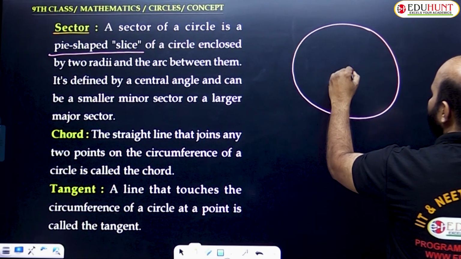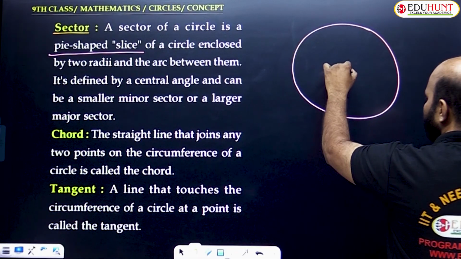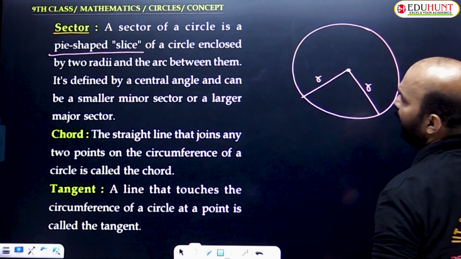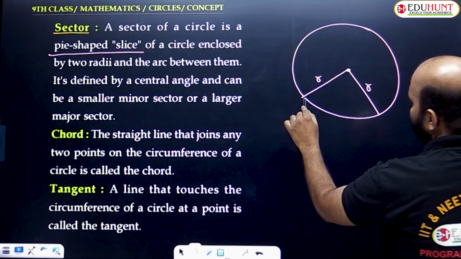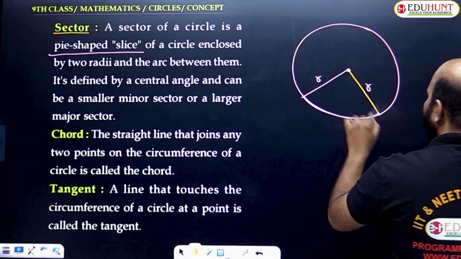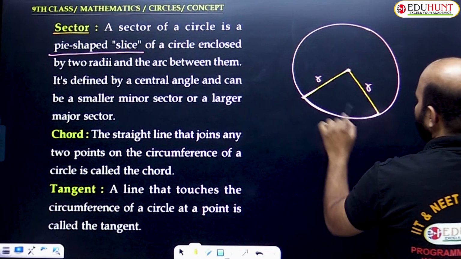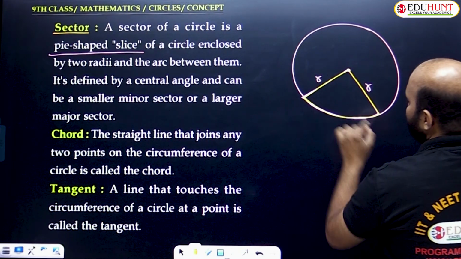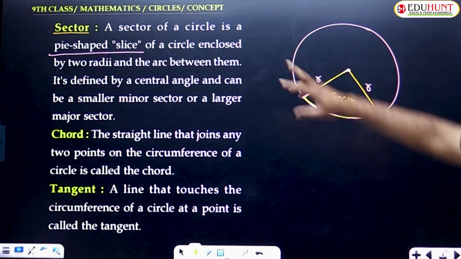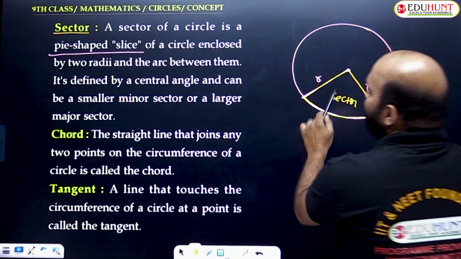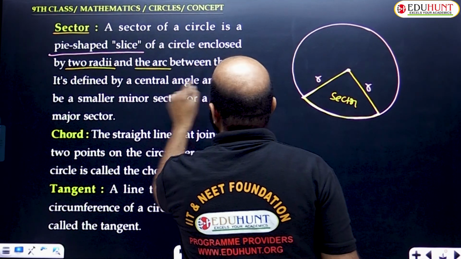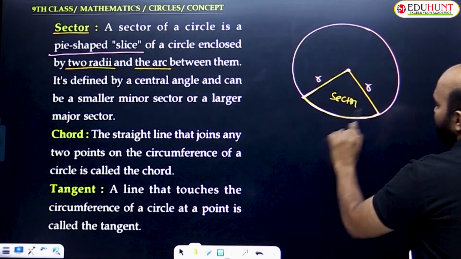So it is always taken from the center. Two radii, just like that. This is a radius, enclosed by two radii and the arc. So this is called a sector. It is two radii enclosed by an arc. A sector of a circle is a pie-shaped slice of a circle enclosed by two radii and the arc between them. So it is called a sector.